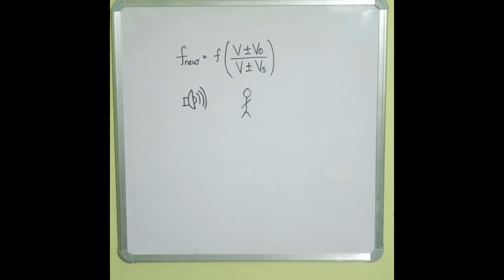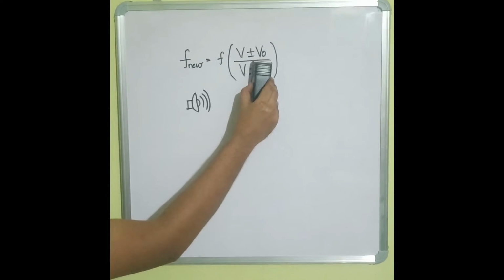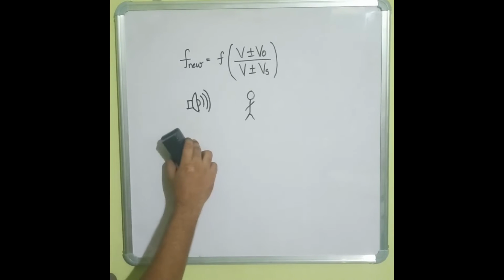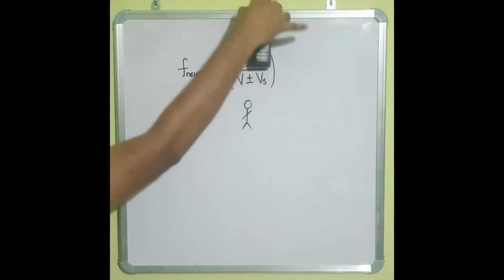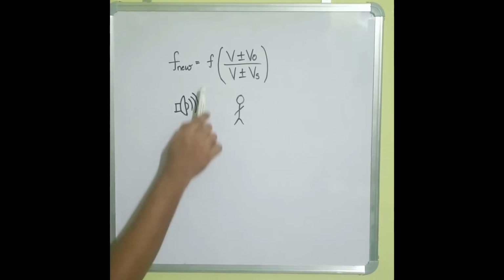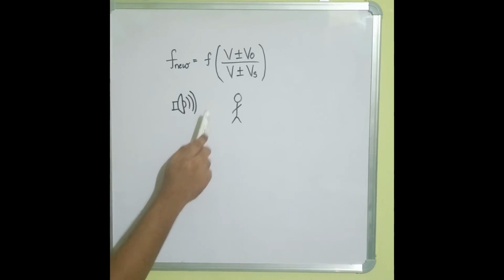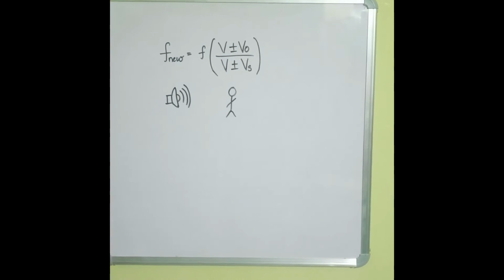In the first case, the source is at rest, so by making Vs equal to 0, we will get the first case formula. In the second case, our observer is at rest, so by making Vo equal to 0, we will get the second formula. If they come closer to each other, the frequency increases. If they move away from each other, the frequency decreases. This is the part which you have to remember.